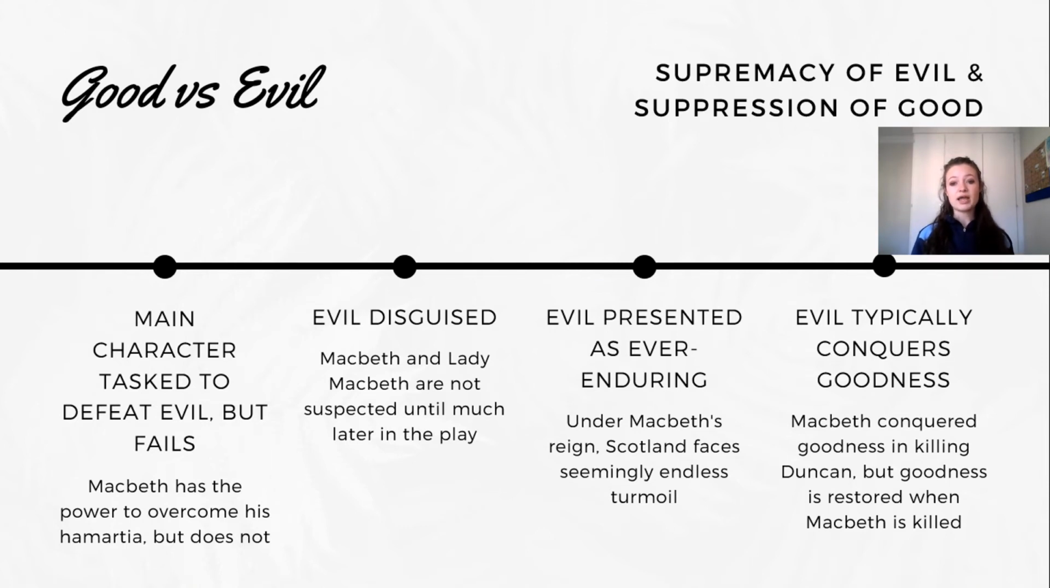Under Macbeth's reign, Scotland faces seemingly endless turmoil. The other lords in Scotland think that this turmoil will never end. Now, evil typically conquers goodness, and so we see that Macbeth conquered goodness when killing Duncan, because Duncan was a good king, but the order is restored when Macbeth is killed and goodness is returned to Scotland.